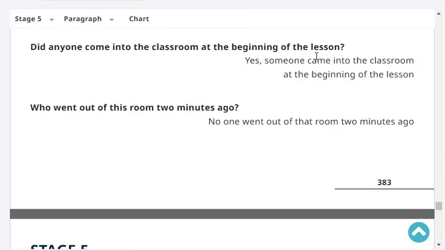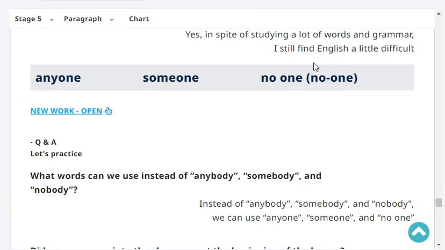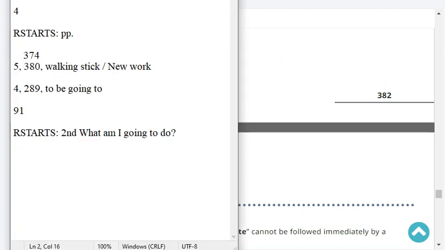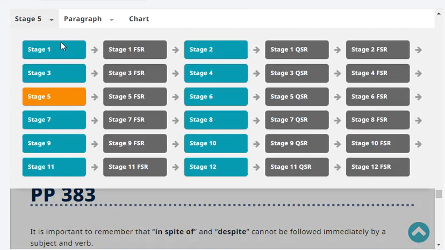Okay, so now let's move on to reading. Okay, very good. So our reading is at stage 4, page 289. Last headword was to be going to. Okay, let's start with the second question. What am I going to do?